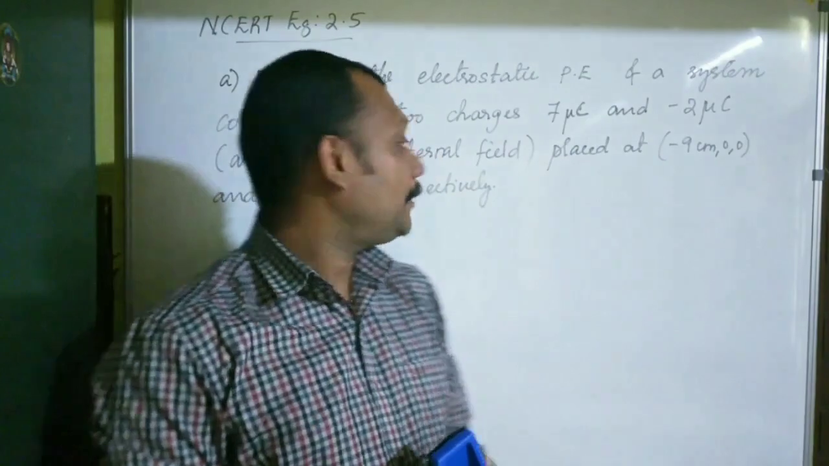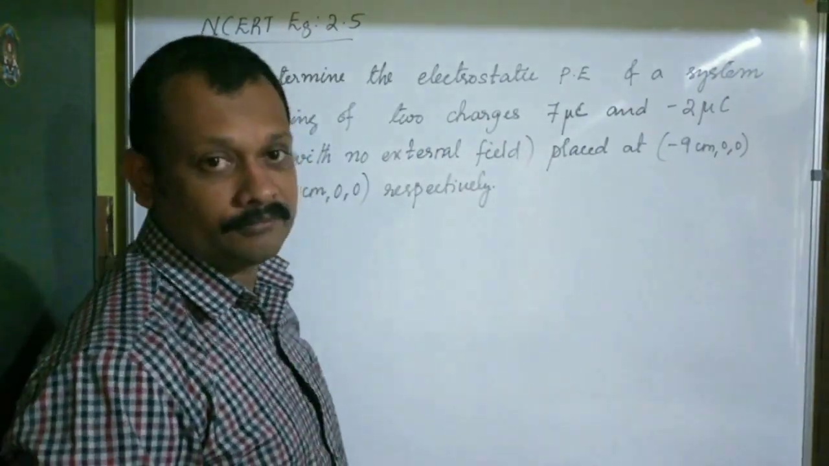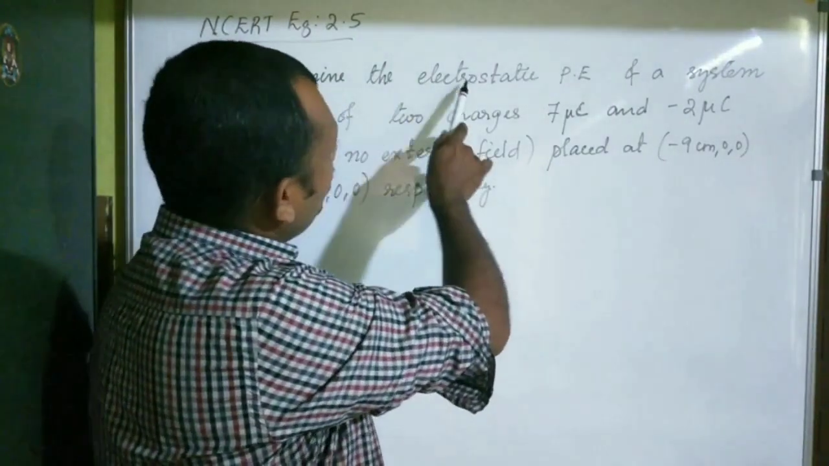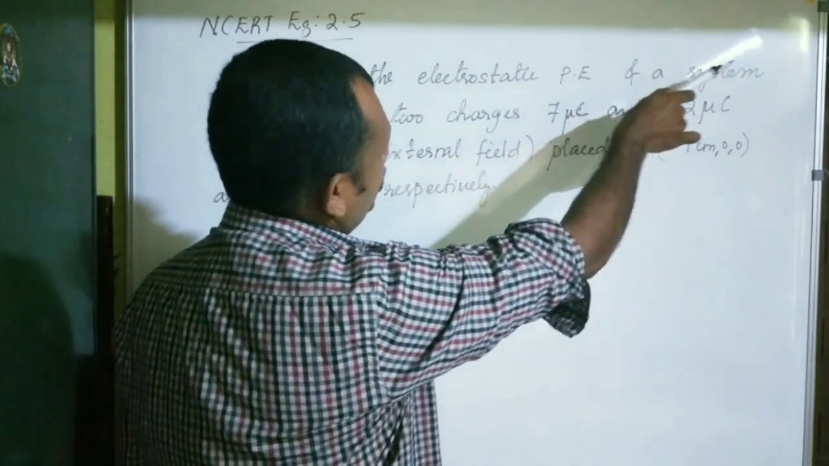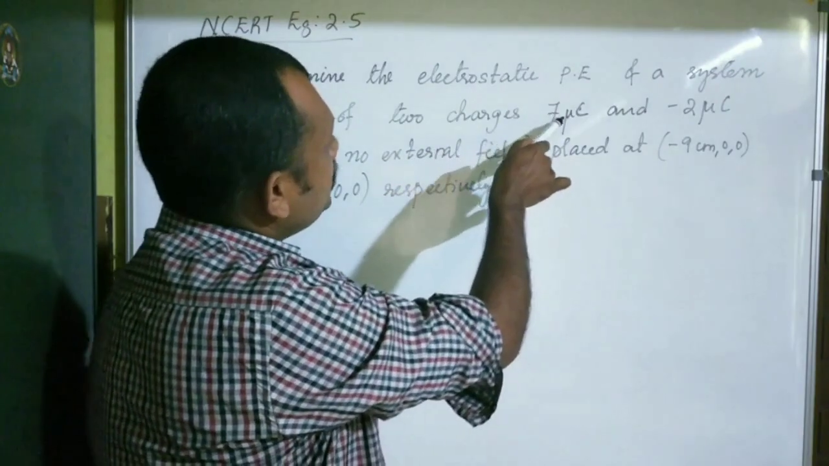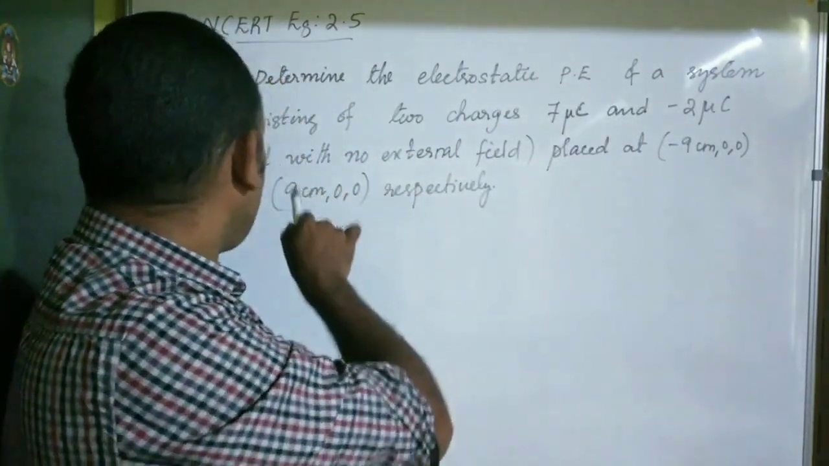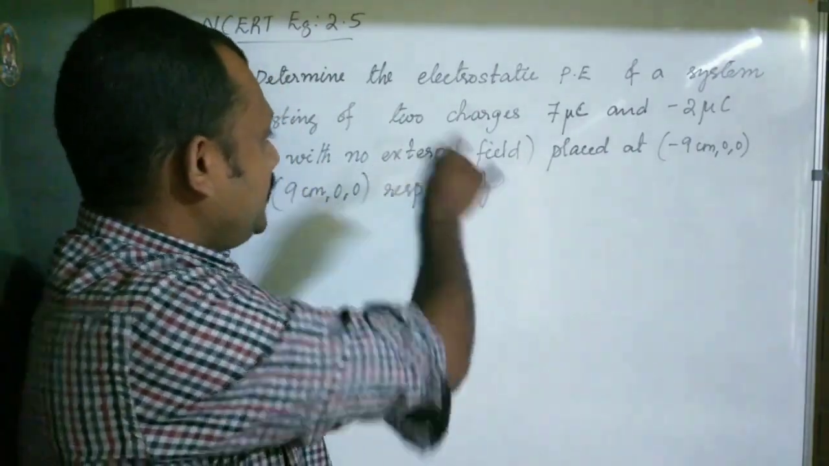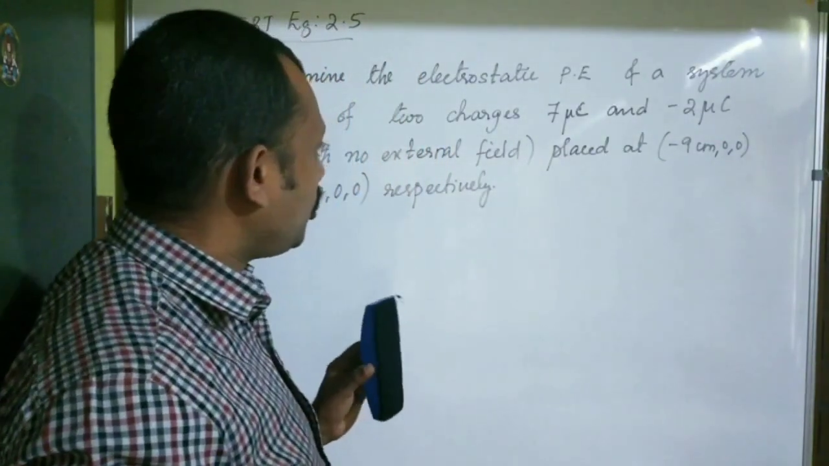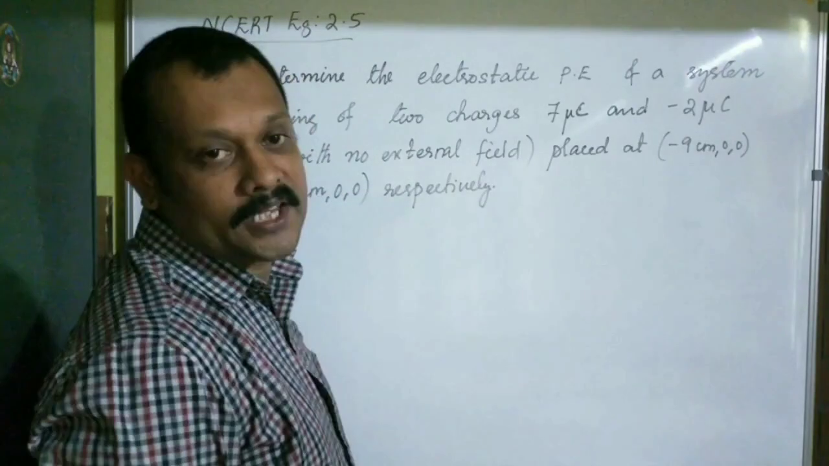So today I am discussing, as per your request, NCERT example 2.5. Look at the question please. Determine the electrostatic potential energy of a system consisting of two charges, 7 microcoulomb and minus 2 microcoulomb, in the bracket you can see, with no external field, placed at minus 9 centimeter, 0, 0 and 9 centimeter, 0, 0 respectively.